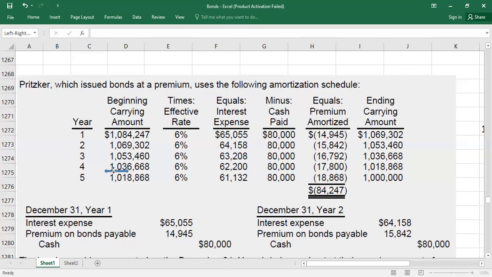How? The beginning, which is $1,036,668, minus amortization of premium, which is 17,800. You will get the ending, which becomes again the beginning for next year, times 6%. You get this value as interest expense. The actual interest paid is 80,000. The difference of these two is called amortization of premium. If you take the beginning carrying value minus amortization of premium, you will automatically get the ending carrying value.